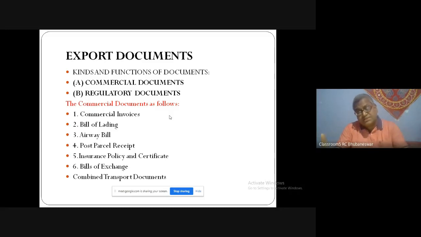Another important stage at the time of exporting the particular goods is called shipping or transportation. In transporting of goods, importing or exporting, the ship is a major part, and it is a cheaper source of transportation compared to the others.